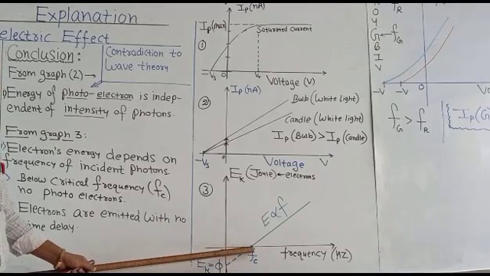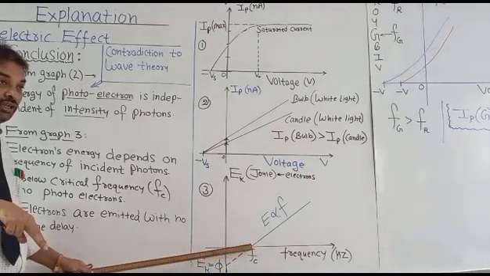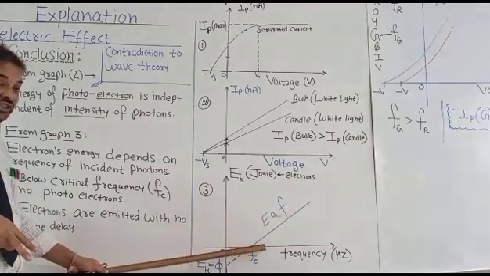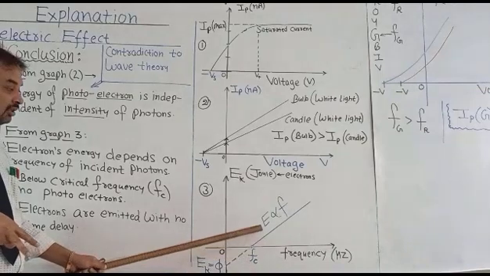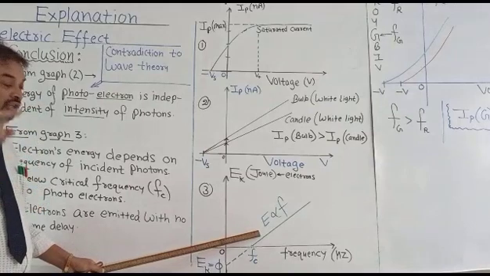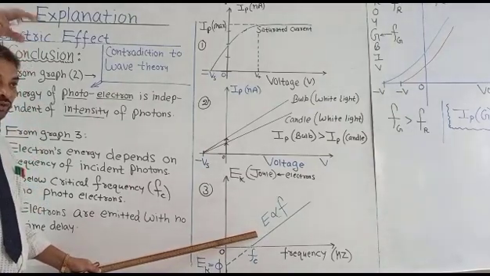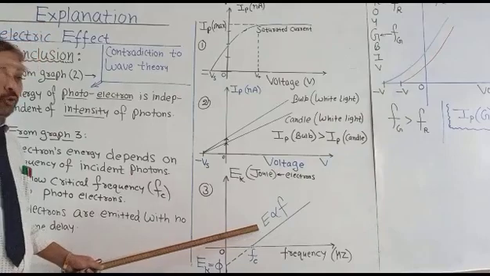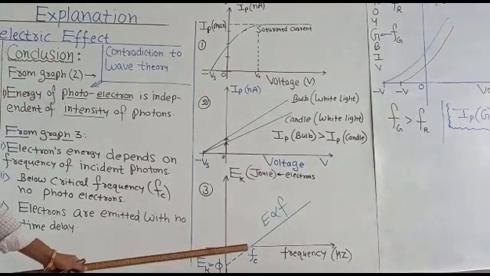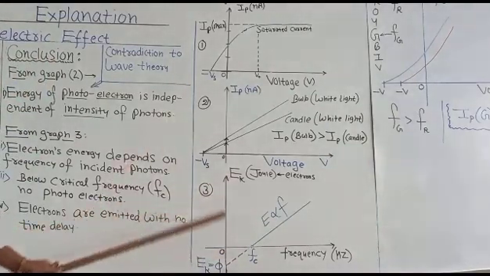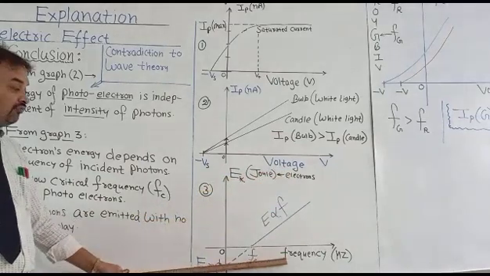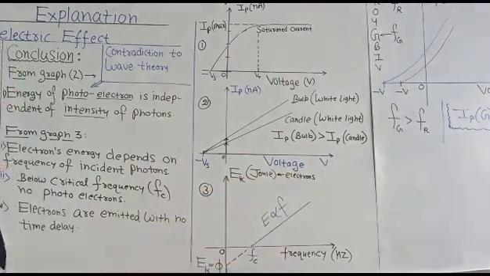But if we cross the threshold frequency, we get a direct relation. Any change in frequency gives a direct change in energy, or any change in the energy of the incident photons gives a proportional change in frequency. So graph 3 is very important, but keep in mind the kinetic energy is of the ejected electrons versus the frequency of incident photons.